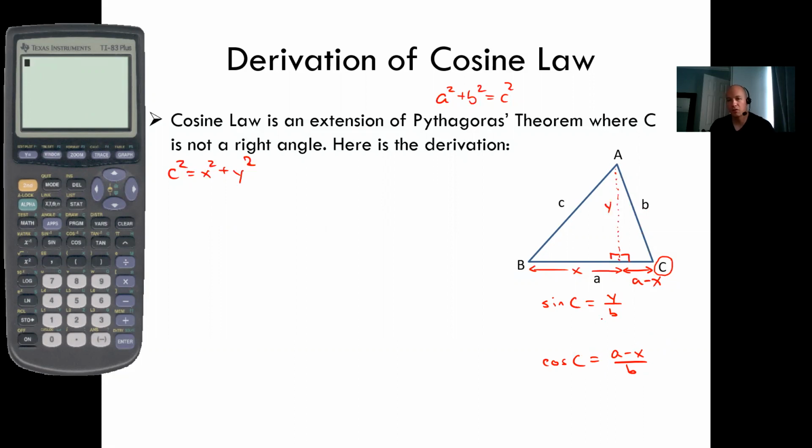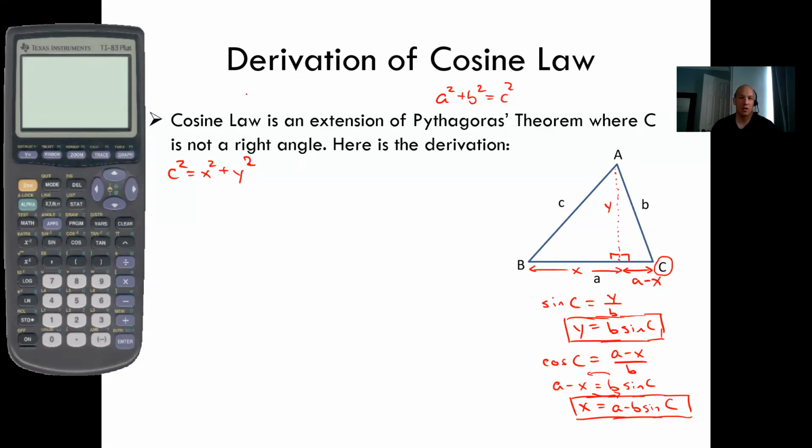So I've got sine c equals y over b, and cosine c equals a minus x over b. Now I'm going to move things around. I'm going to multiply the b to the other side to get y equals b sine c, and I'm going to multiply the b to the other side to get a minus x equals b cosine c. Or I can do a little switcheroo and take x to the other side, and get x equals a minus b cosine c. So all I've managed to do here is find ways to rewrite x and y in terms of things that are given, which is a, b, and c.